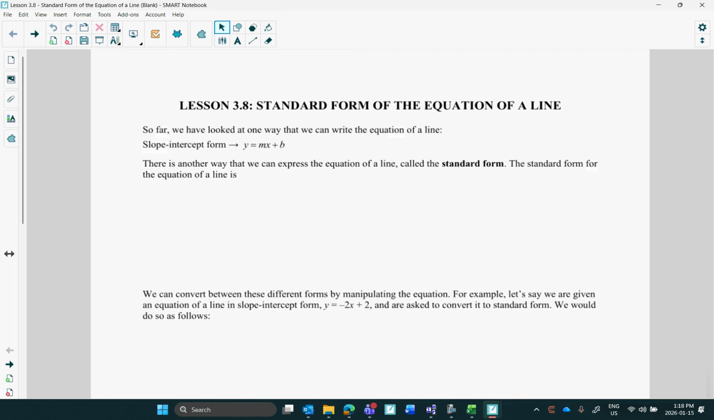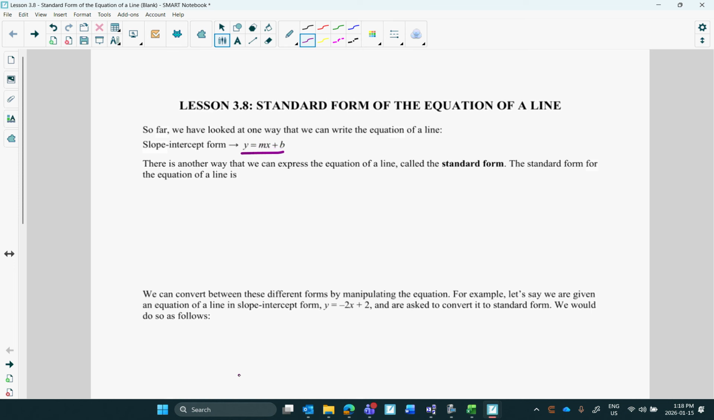There is really nothing new in this lesson. The only thing is it's just a different way to write a final answer. When we were finding equations of lines in the last lesson, our answer always looked like this: y equals some number x, plus or minus some number. Okay? There is another way you can show your answer, and it's called standard form.